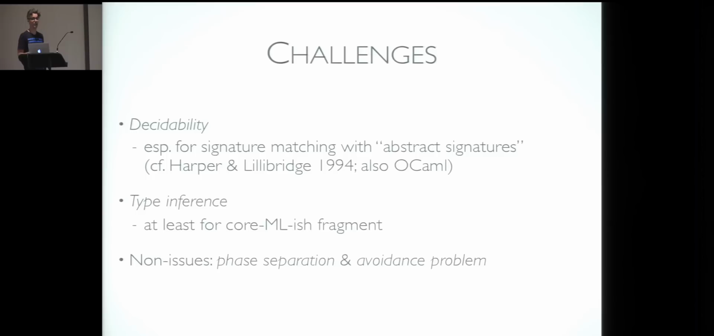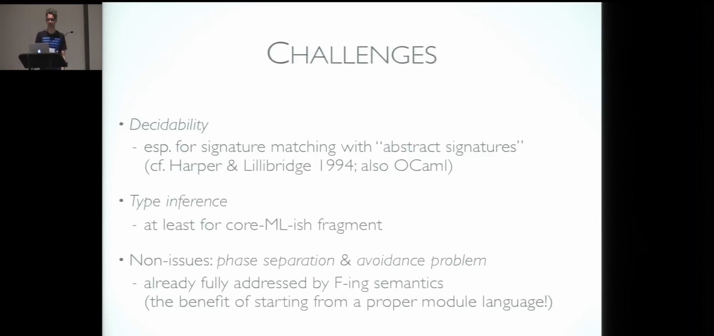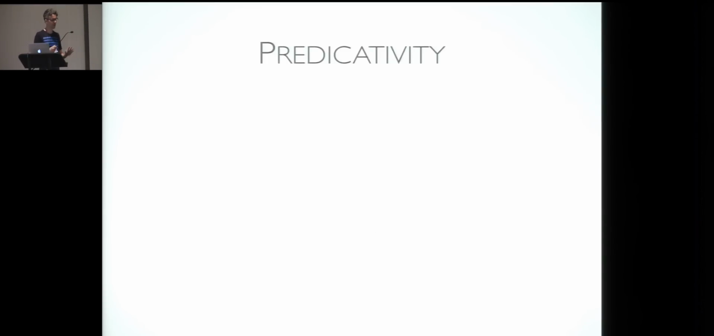I should also briefly mention two things that are non-issues here, which often pop up in the ML module literature, which are the notions of phase separation and the avoidance problem. Don't worry about it. It's not an issue here, because by us starting from an actual working module system as the basis, all these problems are already solved, particularly in the F-ing semantics. So we don't really have to worry about it. Okay, so how do we address these two challenges?